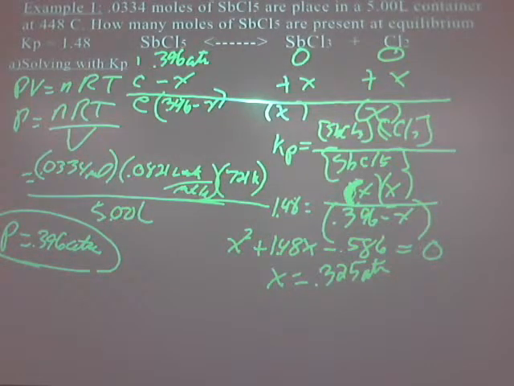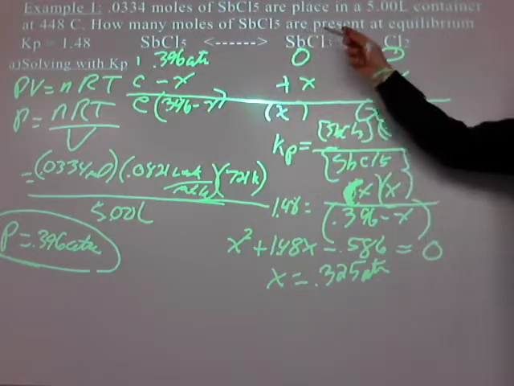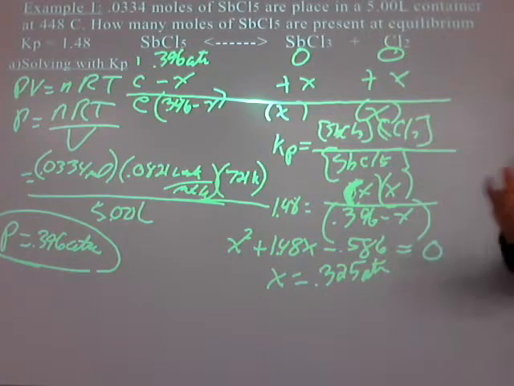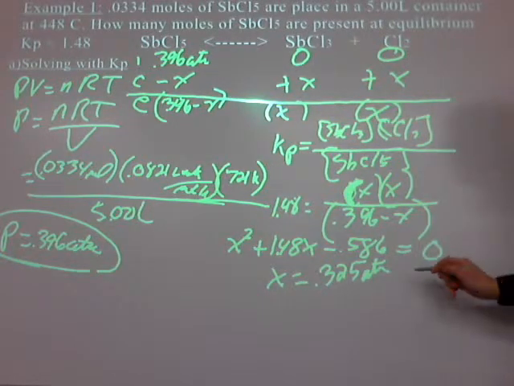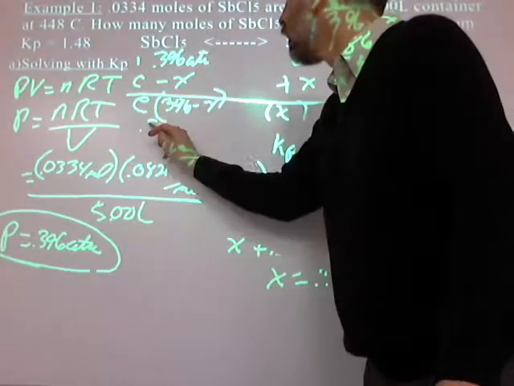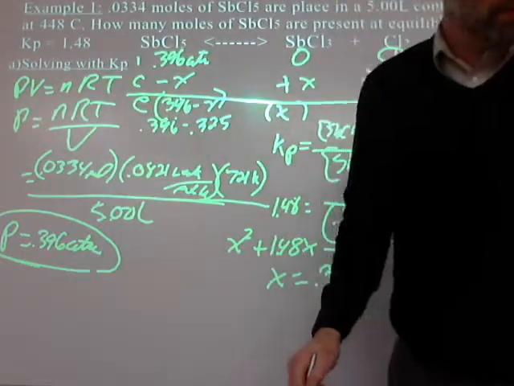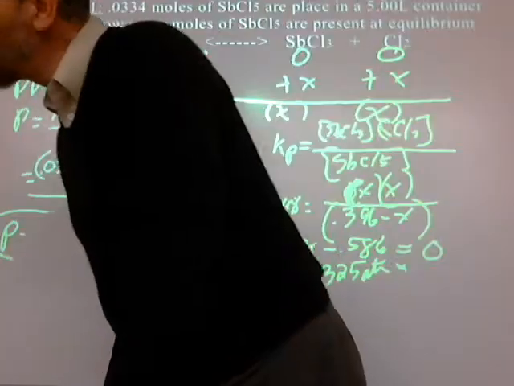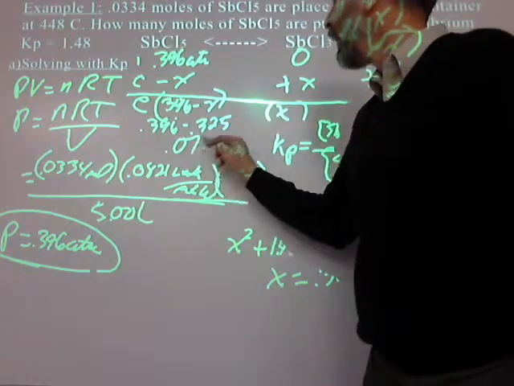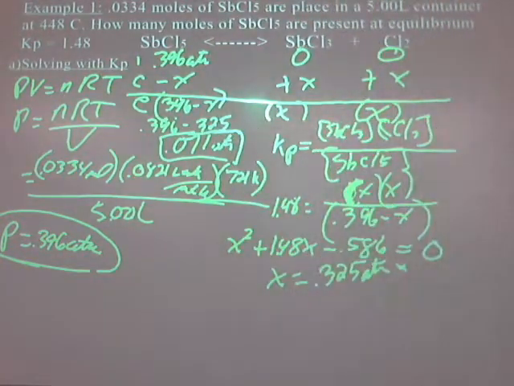Now, this would be nice if the question asked, and it could have asked, let's just change this question right now: what would the pressure of SbCl5 be at equilibrium? The answer would be 0.325, that's what X is, right? So 0.396 minus 0.325 is 0.071. That will be your answer, 0.071 atmospheres. But the question didn't ask me for atmospheres. What did it ask me for?